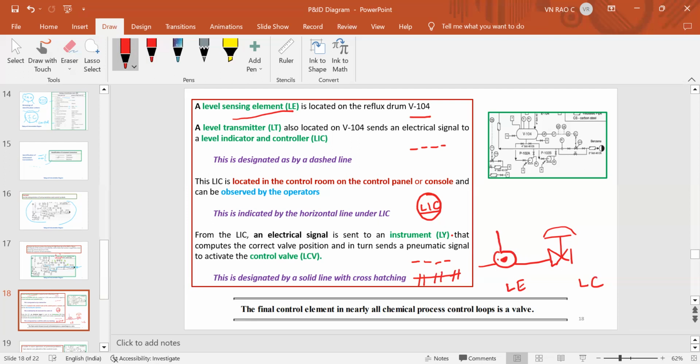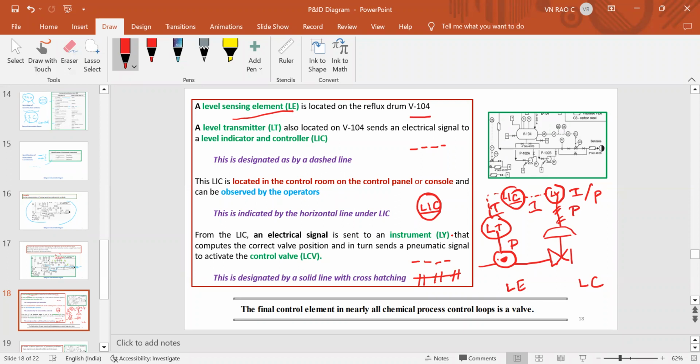That means based on the density difference, it executes. Now it goes to the level transmitter, then it goes to LIC, then again as an electrical signal it goes to LY. Ultimately, this LY is nothing but an I to P converter or I to P transducer. Now here comes the pneumatic signal. That means air, that means pressure. So here it is a pressure signal, here it is a current signal, here it is a current signal, and here again it is a pressure signal.